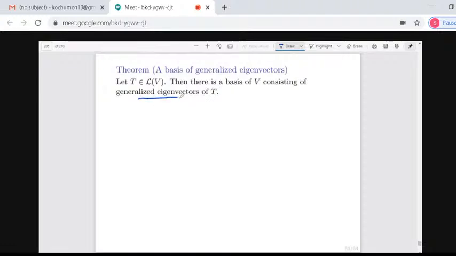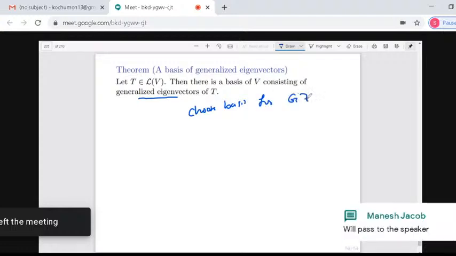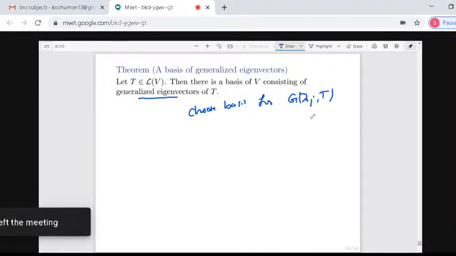I already told that. Start by choosing a basis for G lambda J T. For each generalized eigenvalue, consider the generalized eigenspace and choose a basis. Since it is a direct sum, you put them together and it becomes a basis of V.